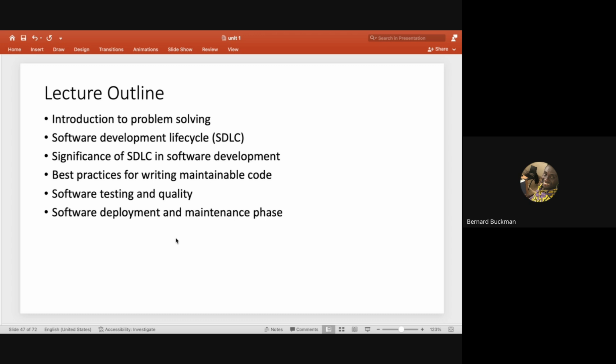We're going to look at problem solving, and then the software development life cycle, or SDLC. Then we'll look at the significance of SDLC in software development, and best practices for writing maintainable code. And then we'll look at testing and quality assurance, and then software deployment and maintenance.